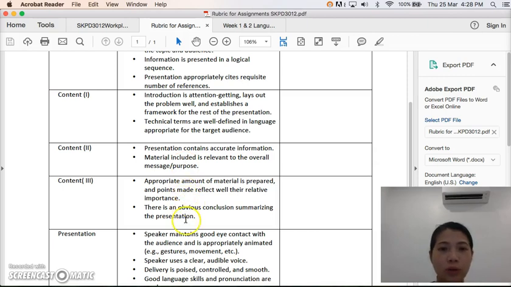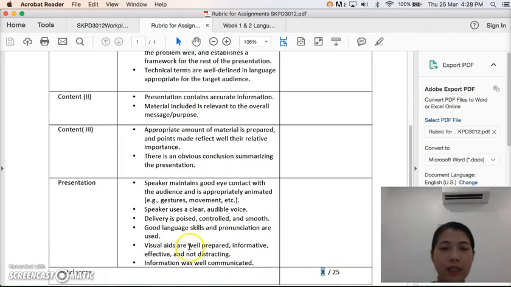This is also 2.5. And finally, on the presentation, speaker maintains good eye contact with the audience and is appropriately animated. Okay, previously we have physical class where we can scroll our eyes everywhere to make sure that we engage with people and people do understand what we are presenting.